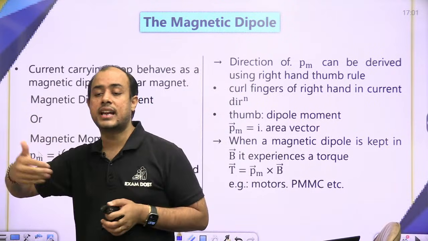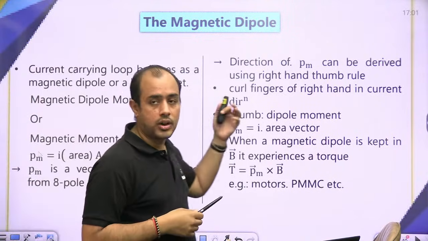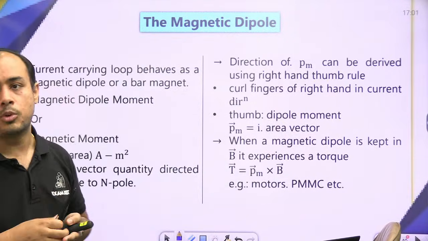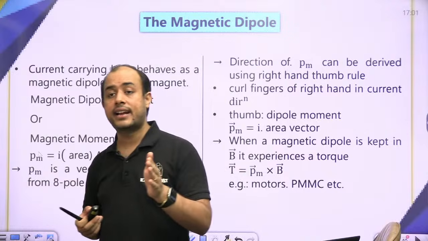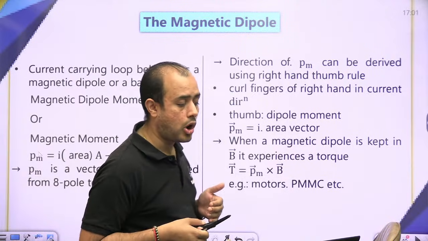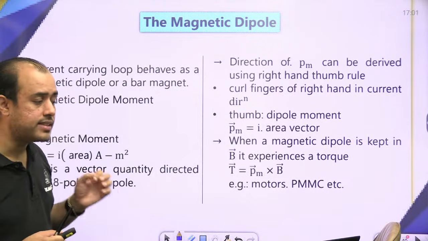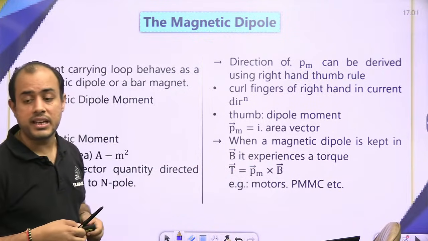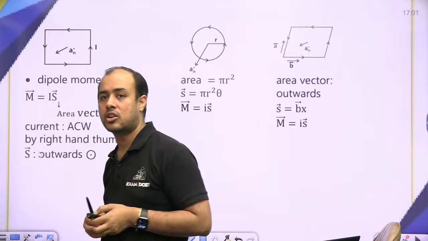Curl the fingers of the right hand along the curve. The thumb gives the area vector. So I into area vector, because the direction of area vector and direction of dipole moment are same. Now in electrostatics you said whenever an electric dipole is kept in the presence of an electric field, it experiences a torque P cross E. Similarly, when a magnetic dipole is kept in the presence of a magnetic field, it experiences a torque Pm cross B. This principle is used in motors and the PMMC instrument, to produce torque on the coil.